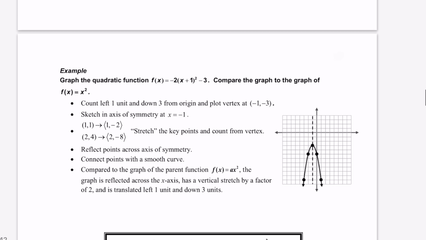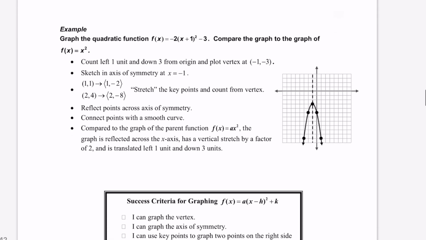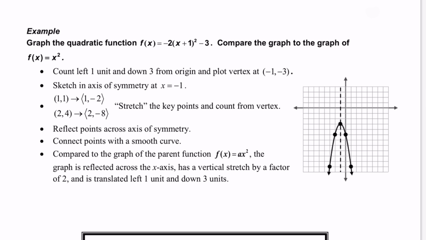So let's look at an example on the next page. We're going to graph this f of x, which just means y equals negative 2 times (x plus 1) squared minus 3. Because this is a positive 1, it's going to flip the sign. Anything in the parentheses changes signs. Then we have this minus 3. This number makes it go down 3, so this negative 3 stays the same.